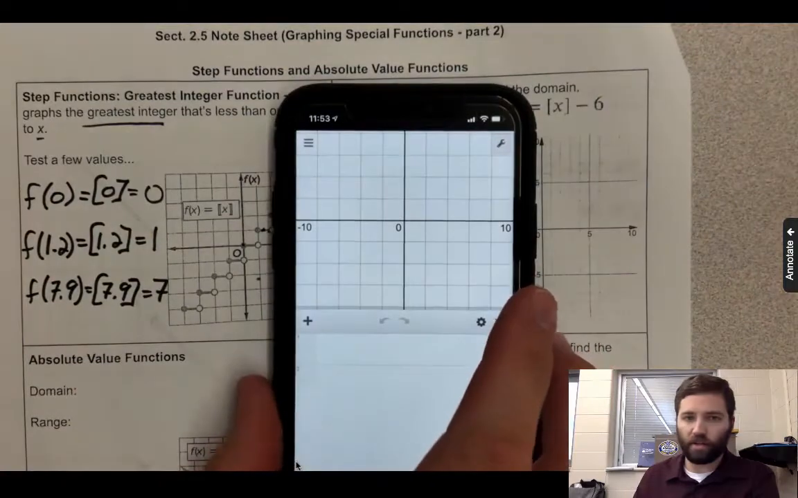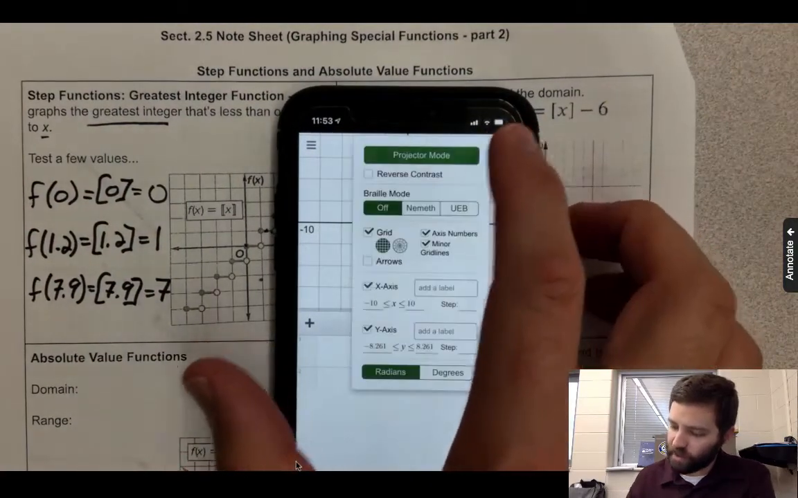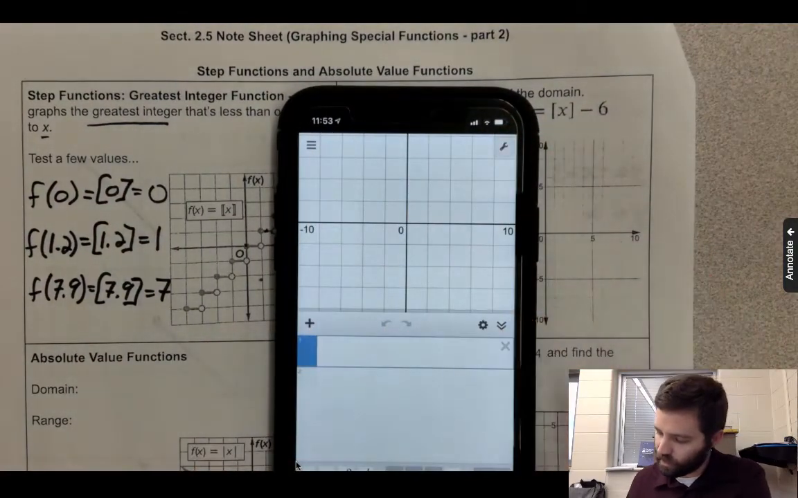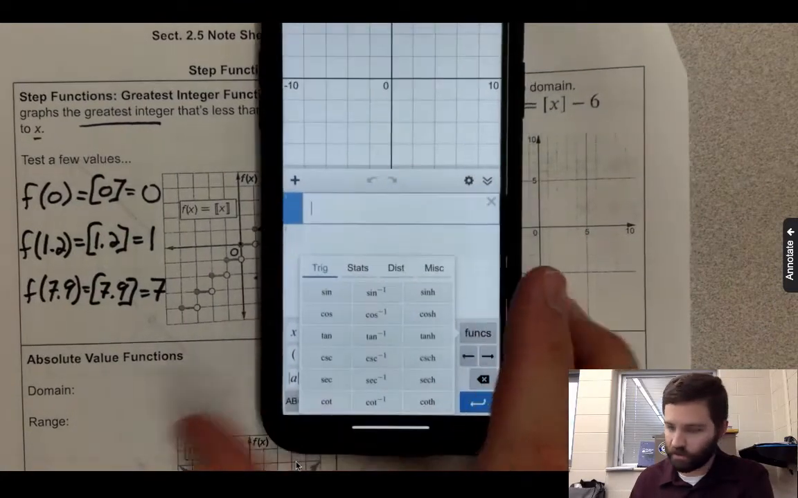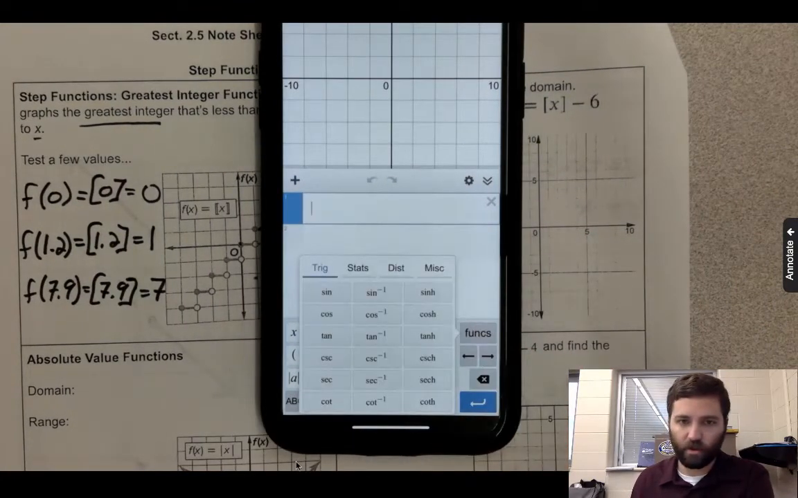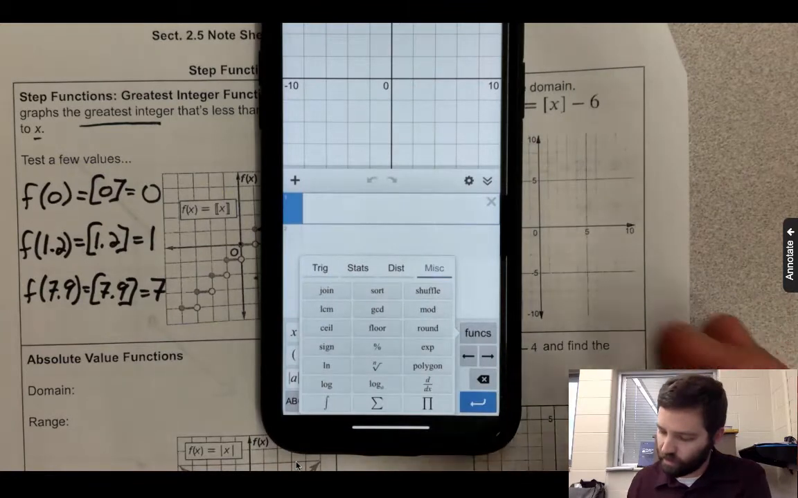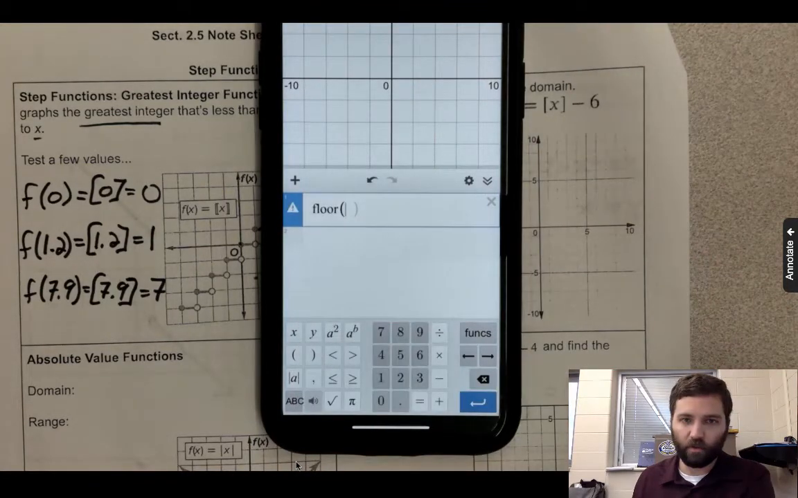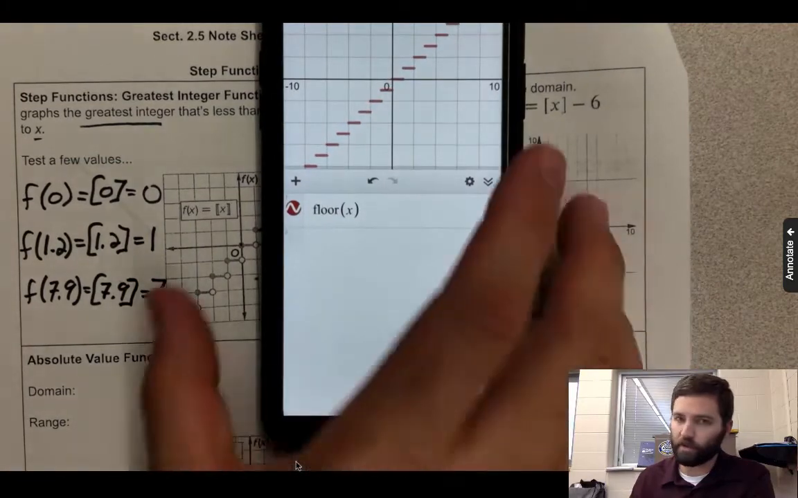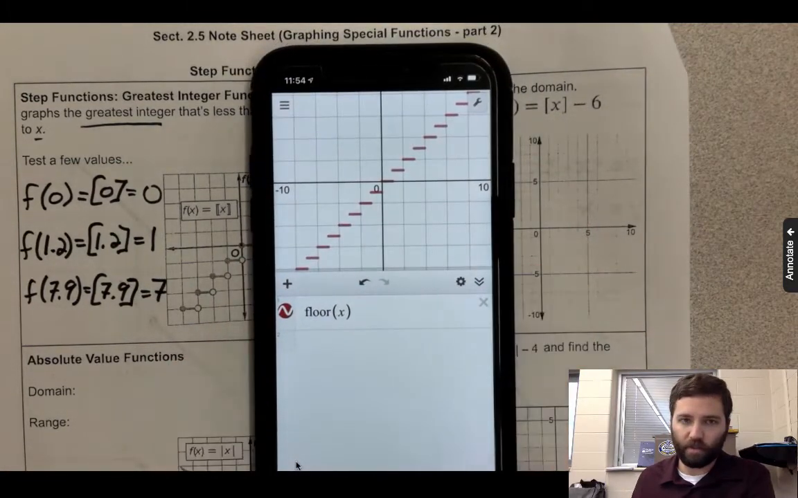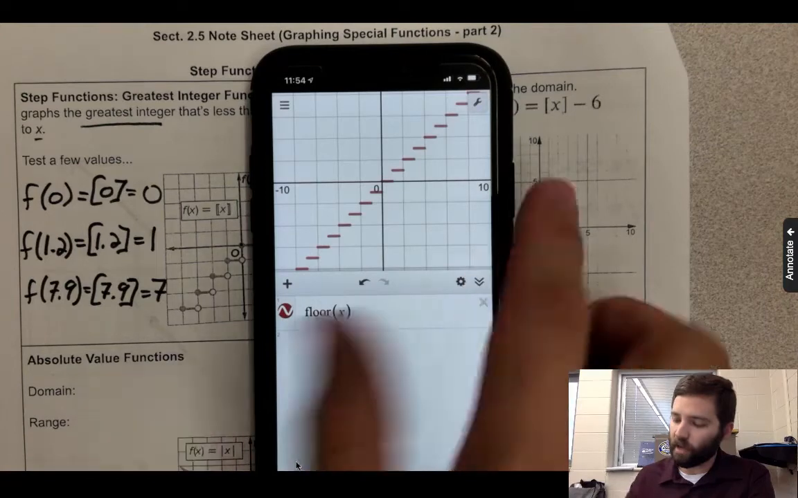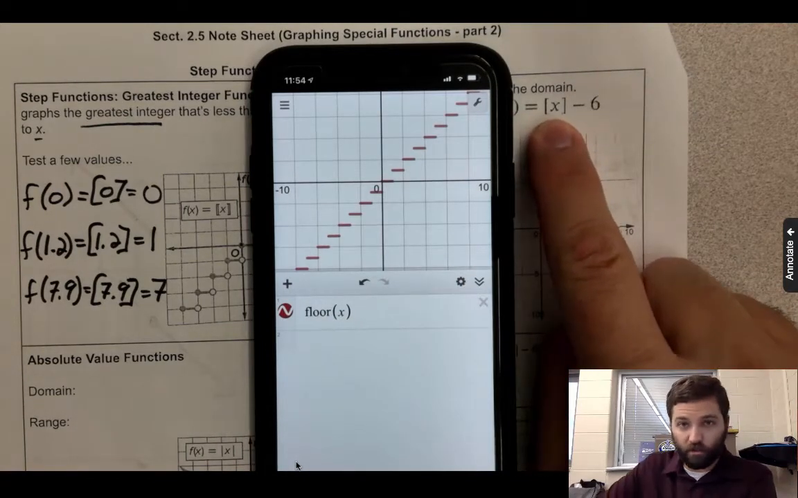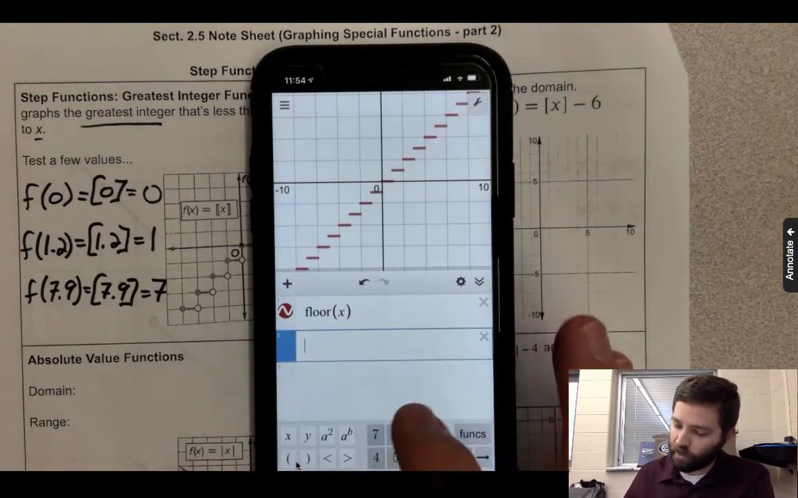To show you how to do this in Desmos, what you're going to do is pull up the functions. Right here, you're going to pull up functions, and you're going to go over to miscellaneous, and you want the floor function. The floor function is the same as the greatest integer function. So if you hit floor of x, you will get a graph of the function. And so you can see the step-like behavior there. Now, what I want is the greatest integer function minus 6. So I'm going to put in floor.